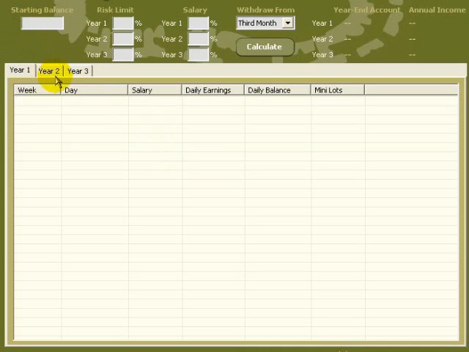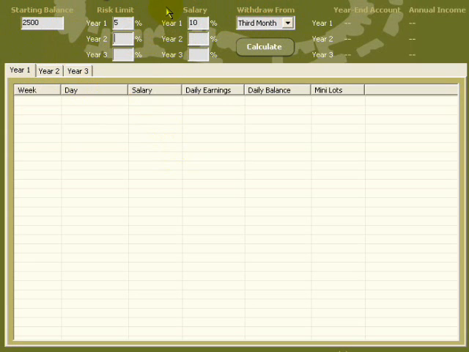Now if we start off with a starting balance of, let's say, $2,500, let's see what happens. Now you want to start taking your money from the 3rd month, let's say, okay? Now in year 1 you want to risk maybe 5% on each trade, 5% of your $2,500 on each trade. And during the year you want to withdraw, say, 10% of the money that you're making as a salary.